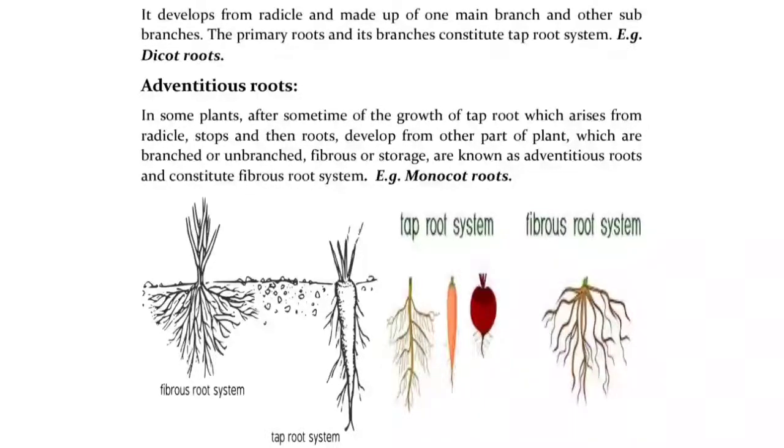A. Dicot roots. Adventitious roots: in some plants, after some time the growth of the taproot, which arises from the radicle, stops, and then roots develop from other parts of the plant, which are branched or unbranched, fibrous or storage. These are known as adventitious roots and constitute the fibrous root system. B. Monocot roots.